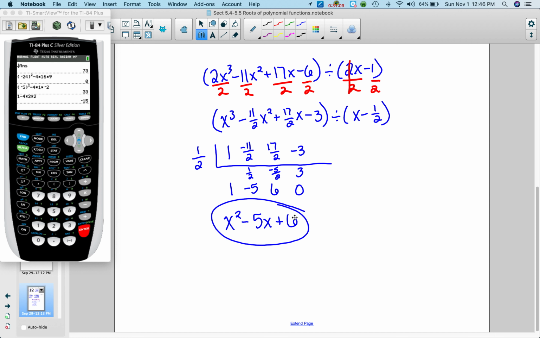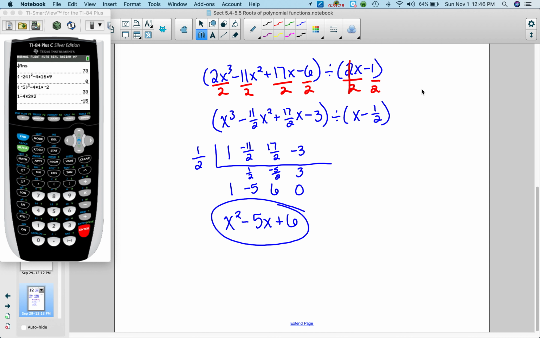So remember, because we got 0 as a remainder, if our goal was factoring, I would have x squared minus 5x plus 6, and then I could attempt to factor that some more, and I would have 2x minus 1 would have been another factor. So that is how you do those problems.